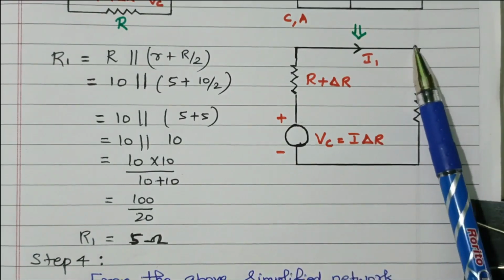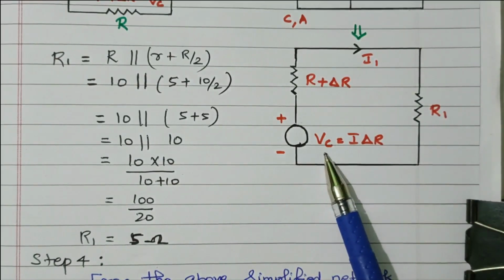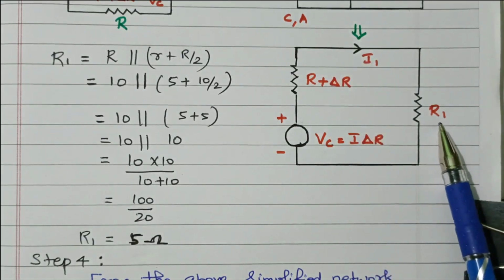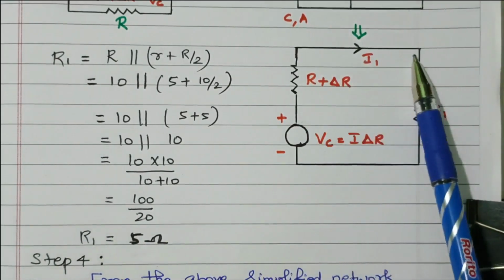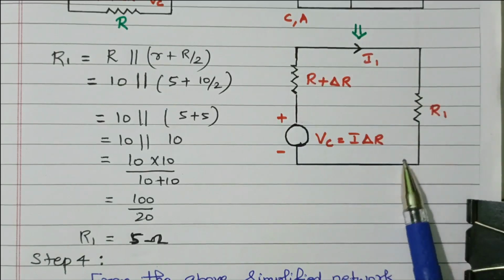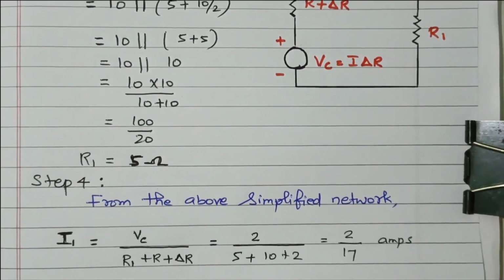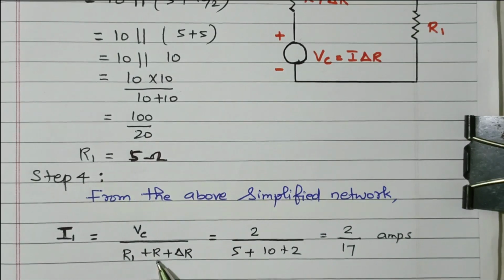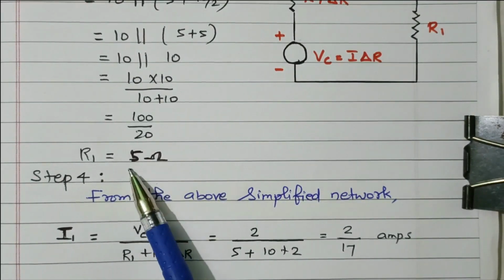Now see this, the circuit is further simplified. Right? Only R1, compensated voltage, R plus delta R. All other resistors are simplified and written as R1. Right? The R1 value is 5 ohm. Now we can find the I1 current, the total current flowing in the circuit after compensated voltage. After compensated voltage we can find. So what is the value? I1 equals VC divided by R1 plus R plus delta R. The VC is 2. We already calculated R1, which is 5 ohm.